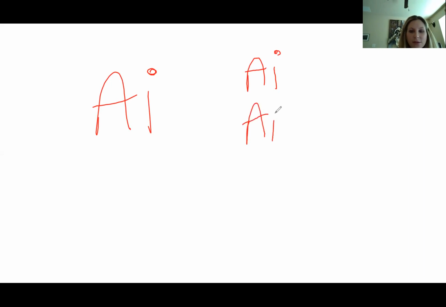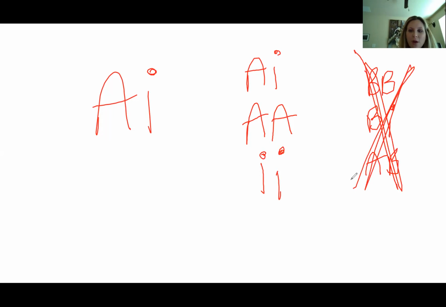So if someone was this, who could they get blood from? They could get blood from someone who was perfectly compatible, right? Or they could get blood from someone who had that because they're going to recognize the A, or they could get blood from someone who was that because they recognize those little i's.